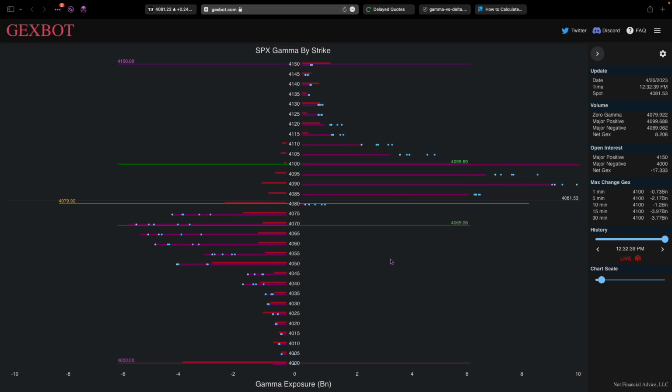Actually, it's an introduction to GEXBOT. I recently did an interview with Jasper, the creator of GEXBOT, and this is another part of that series. This is more of an educational introduction to the tool, and as part of that, I'm going to be talking about gamma exposure in general.